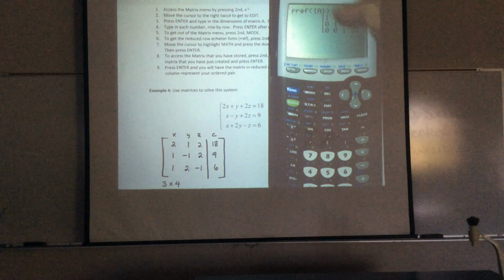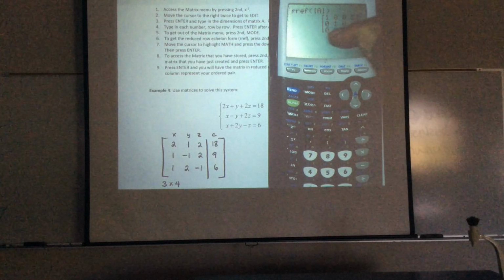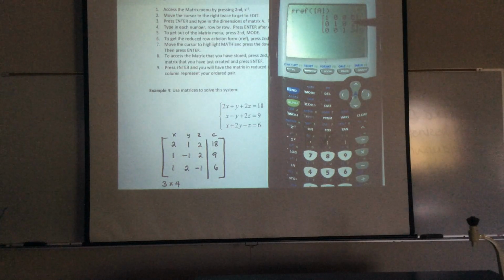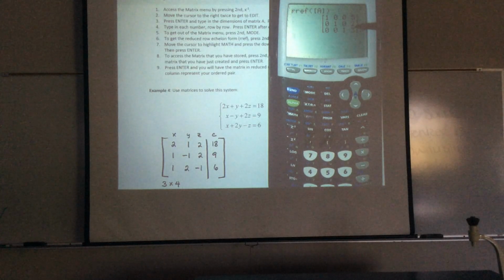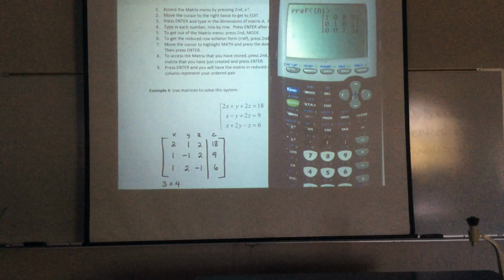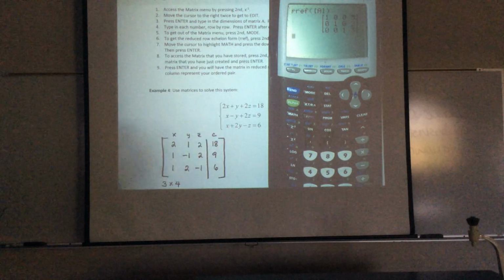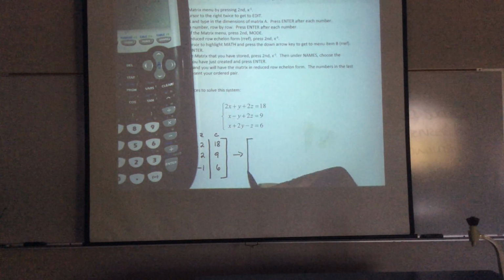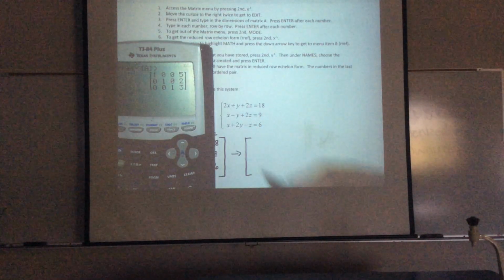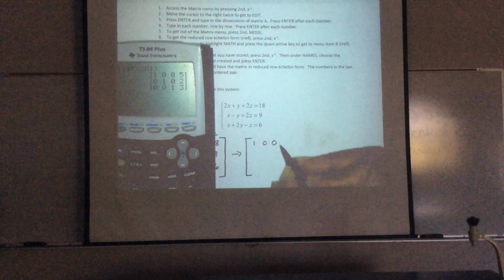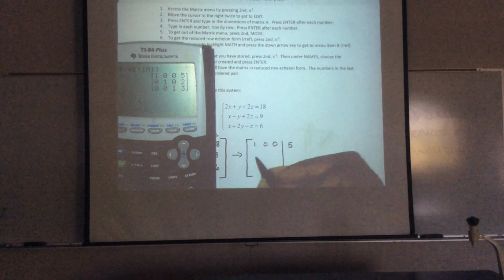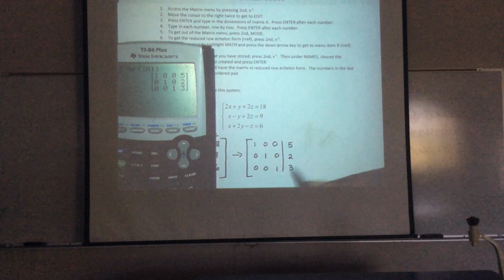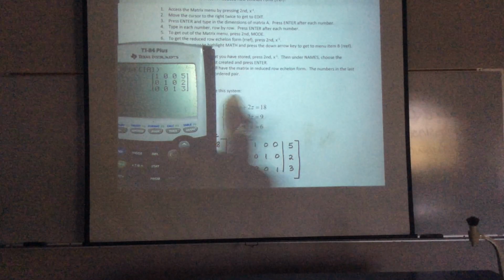Notice there are 1s along the main diagonal. You got 0s above and below the 1s. Now, the numbers in the final column represent the values of x, y, and z, because that's the ordered triple for this system of linear equations. So I'm going to copy down what I have on the screen, which is 1, 0, 0, and then 5, then 0, 1, 0, and then 2, 0, 0, 1, and then 3.